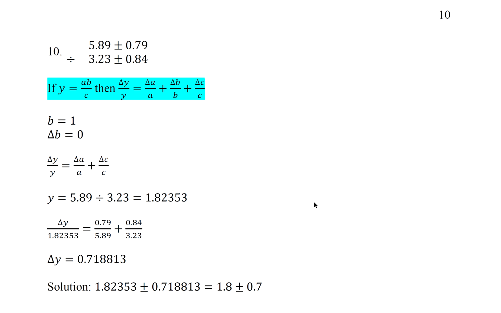Question 10, we're dividing uncertainties. Remember, adding and subtracting uncertainties uses the same equation. Multiplying and dividing uncertainties uses the same equation. So in this case, since we're dividing uncertainties, b equals 1 and delta b is 0 from that equation in blue. We plug in everything. The first step is to find y, which is 5.89 divided by 3.23. And then the second step is to plug in everything into the equation and solve for delta y.